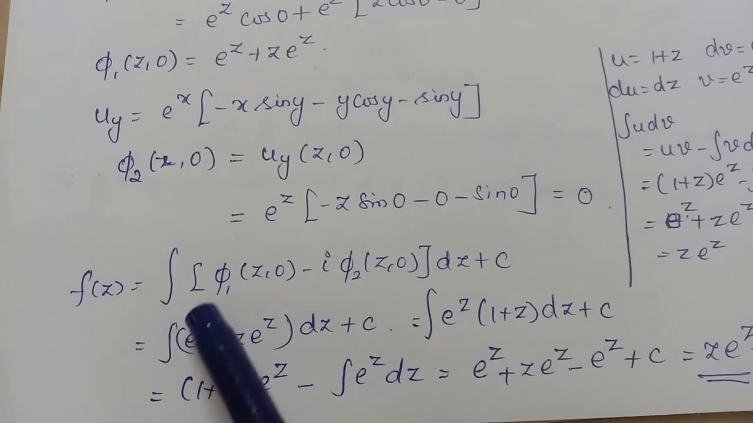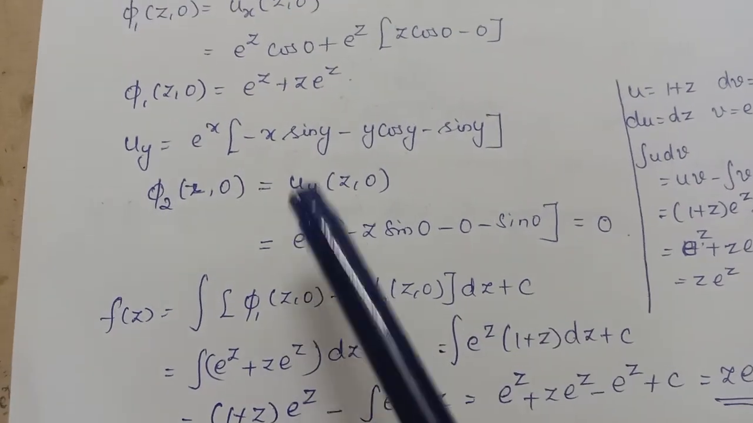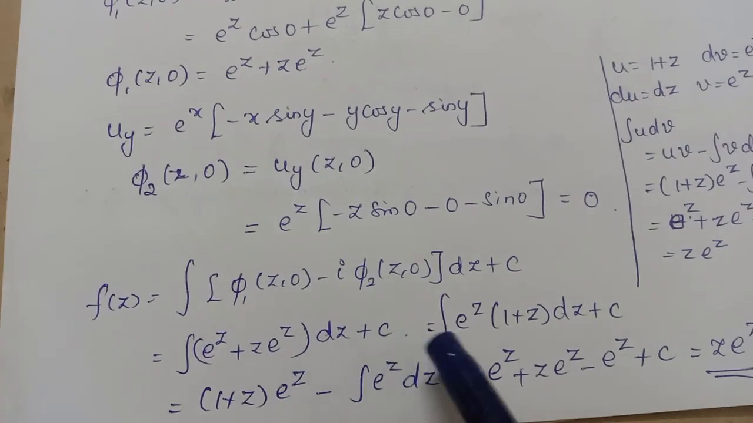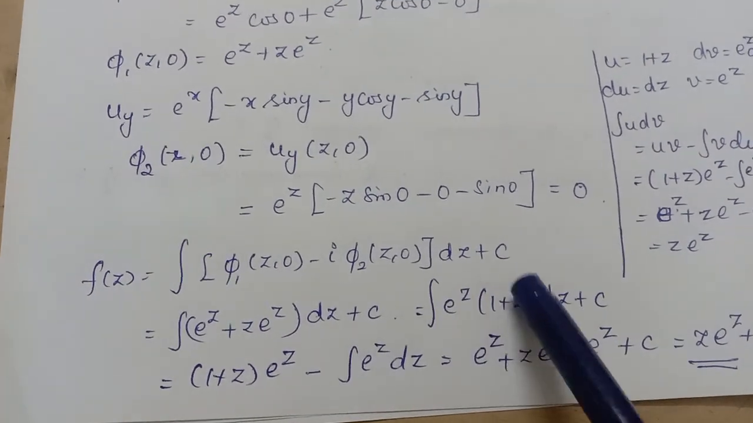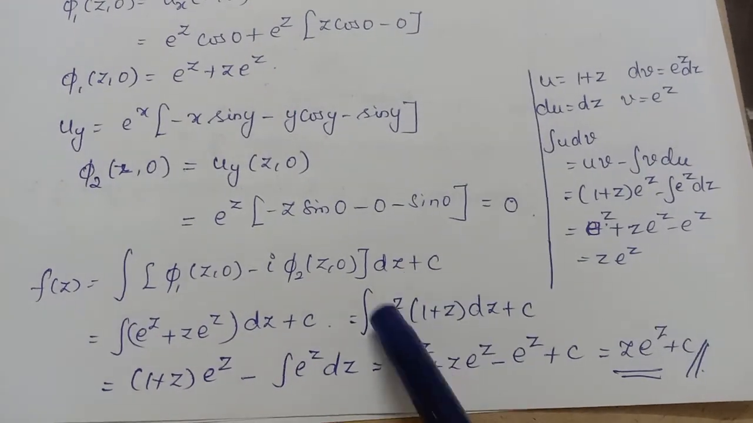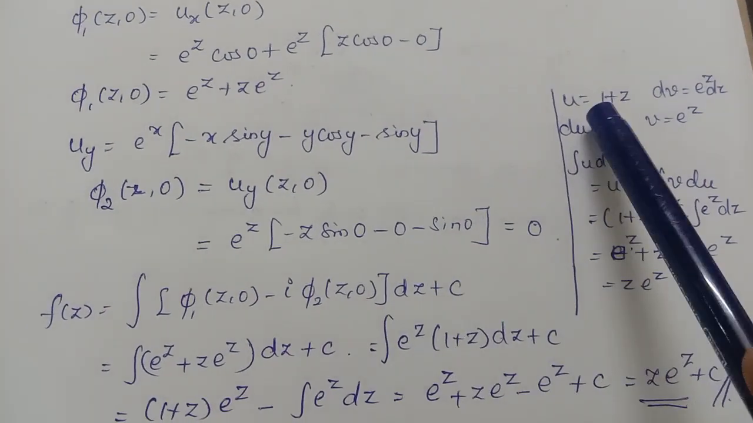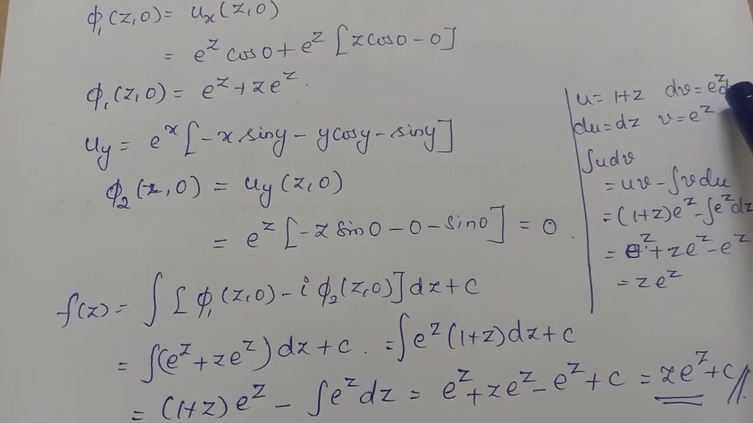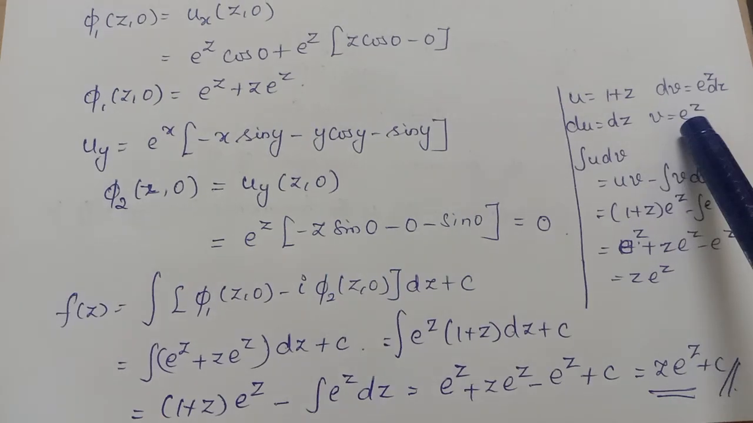f(z) equals integral of (phi 1 minus i phi 2) dz plus c. What is phi 1? Integral of (e^z plus z e^z) dz plus c. So e^z you take outside, it will be 1 plus z into dz. So by integration by parts, I am going to integrate this function. For that you take 1 plus z as u and e^z as dv. So du equals dz and v equals e^z.